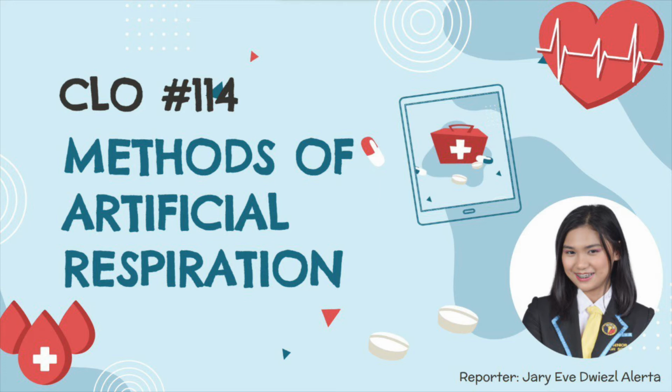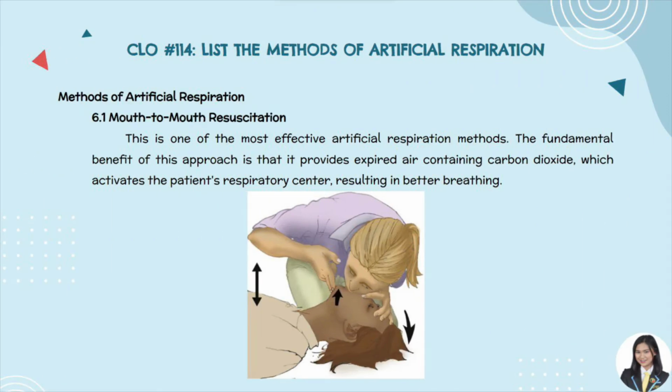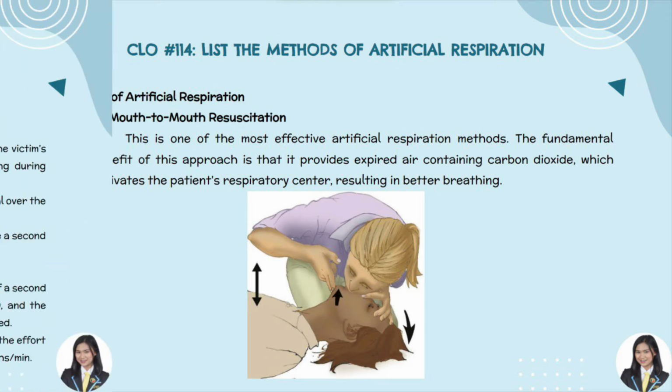I will be reporting the CLO number 114, the methods of artificial respiration. The first method is the mouth-to-mouth resuscitation. This is one of the best methods of artificial respiration. The main advantage of this method is giving expired air containing carbon dioxide, which stimulates the patient's respiratory center, and in this, good ventilation is obtained.